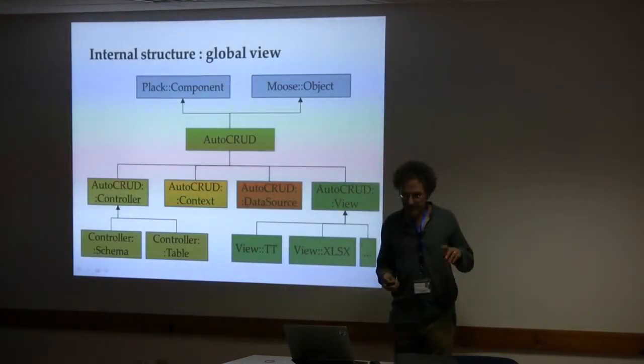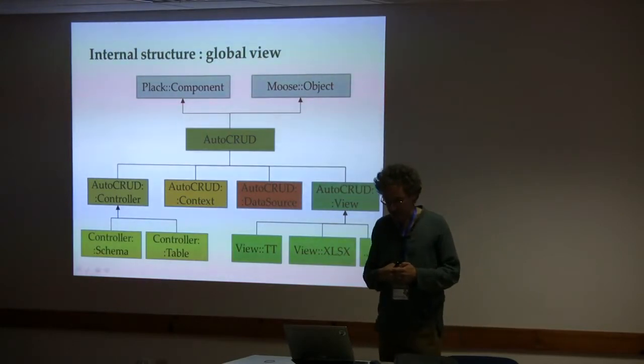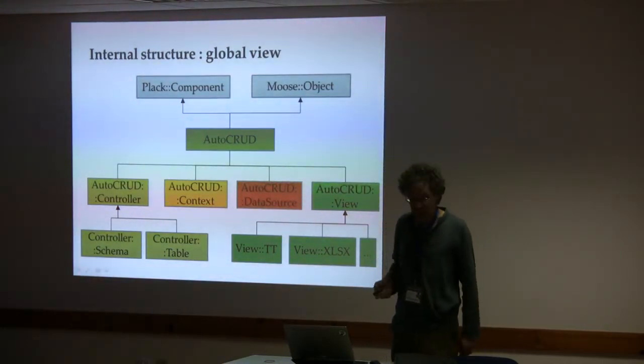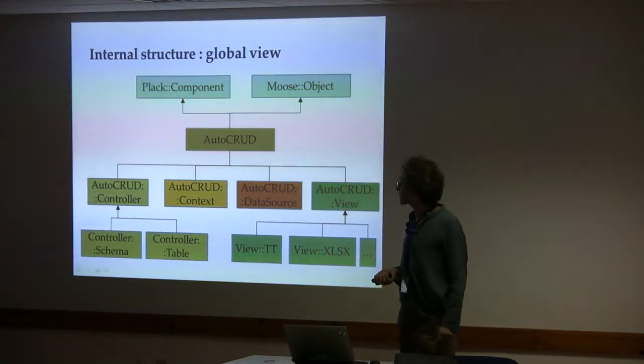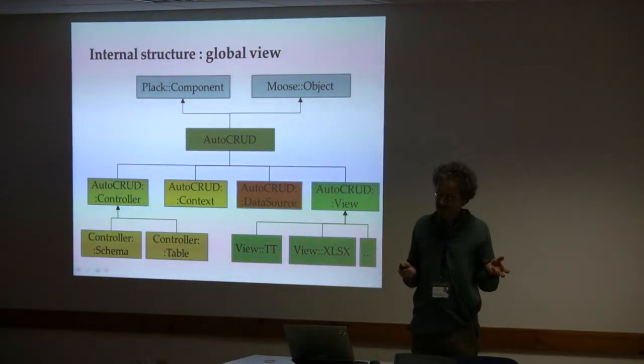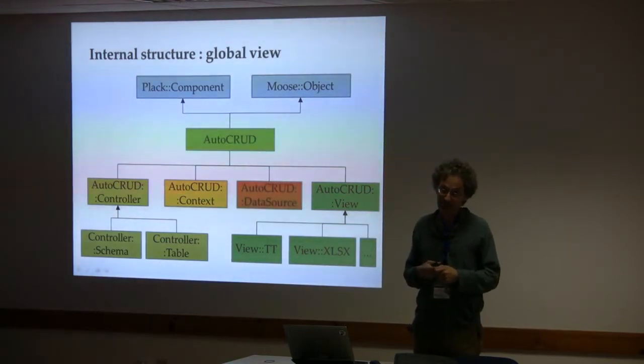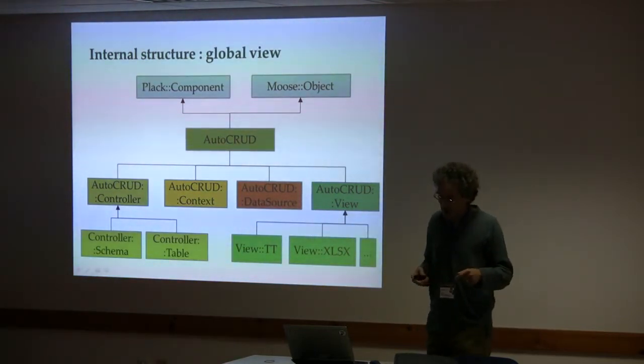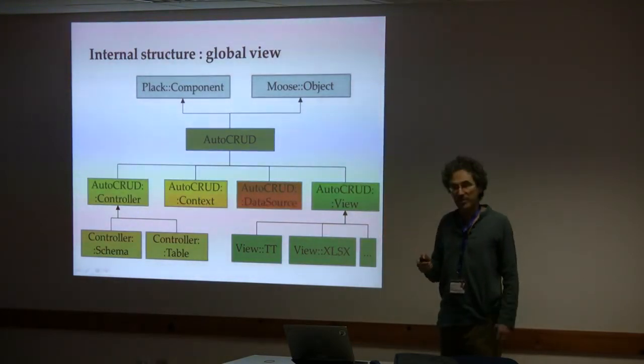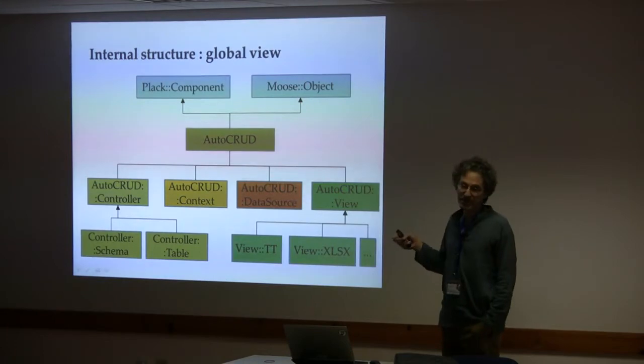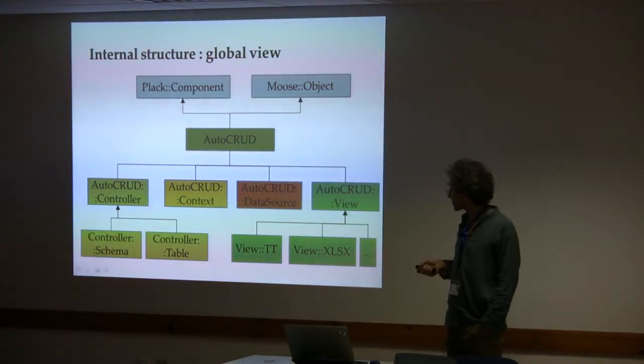Now, some words about the internal structure of this application. The entry point is the AutoCRUD class, which is both a Plack component and a Moose object. It inherits from both. And then it talks to a number of modules, again using this classical model view controller structure. So beware, here there is an arrow. This is inheritance, this is inheritance, but this is not inheritance. It just says that this guy here talks to that guy, talks to that guy, talks to that guy.